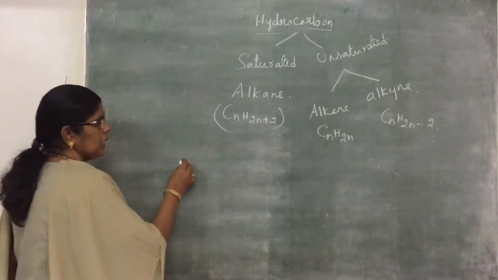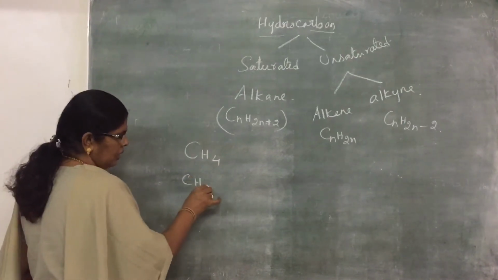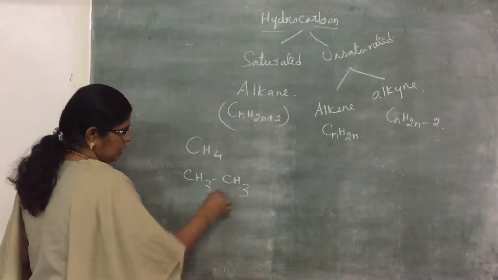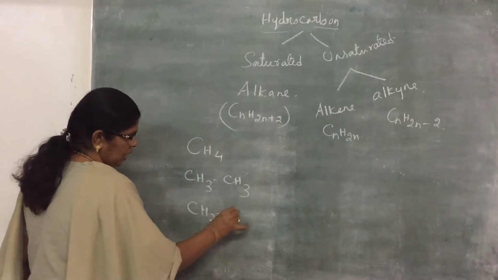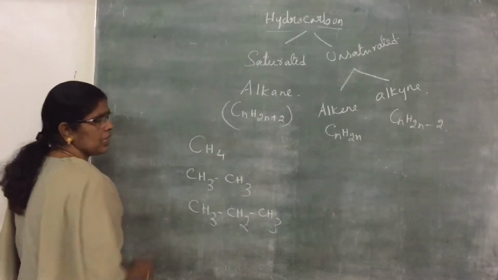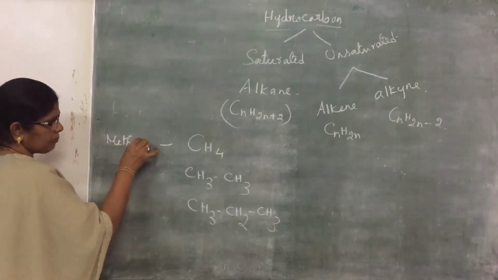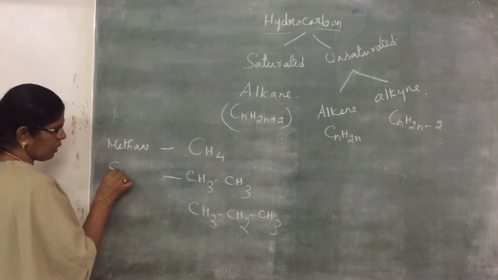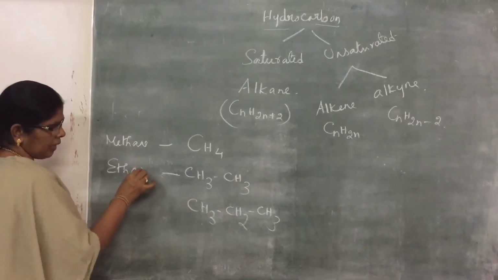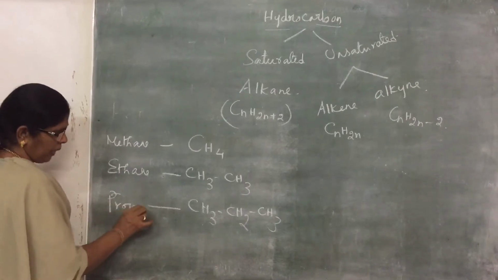Here, alkane, for example CH4, CH3-CH3 and CH3-CH2-CH3. These are examples of alkanes. What is the name of this one? Methane. And this one? Ethane. And this one? Propane.